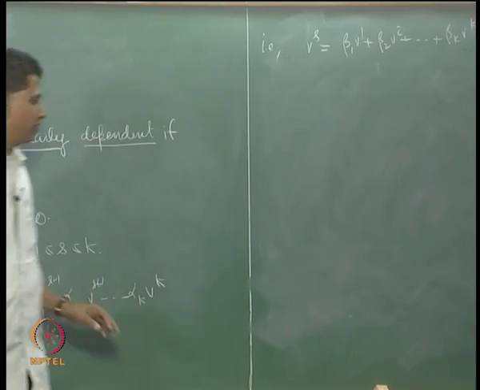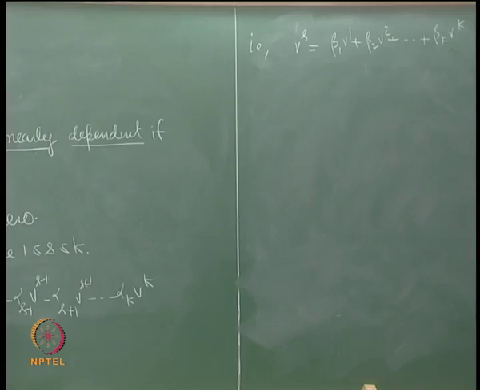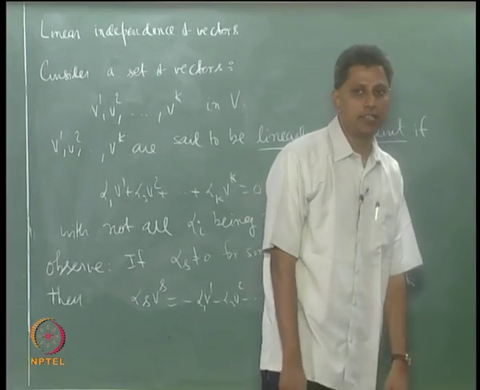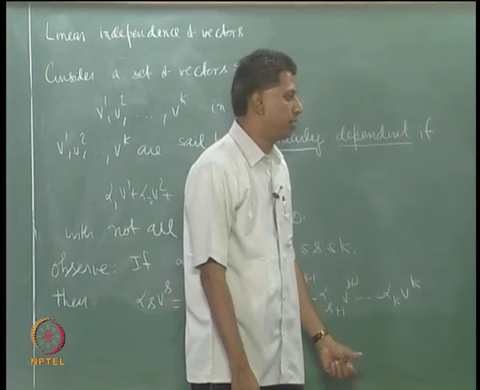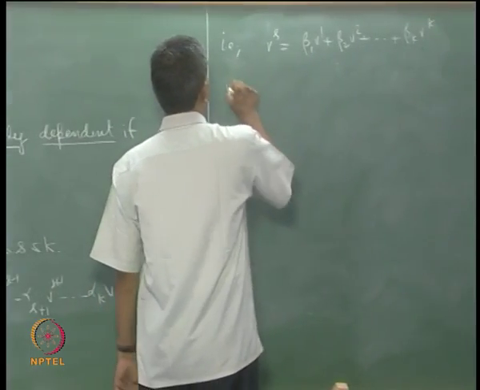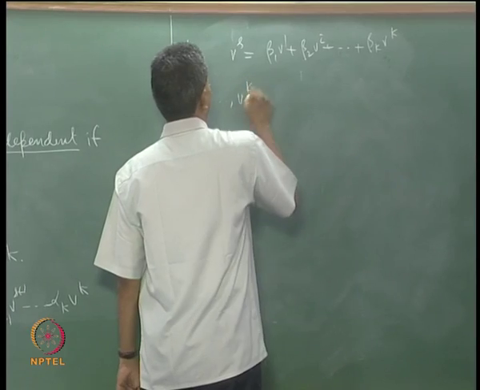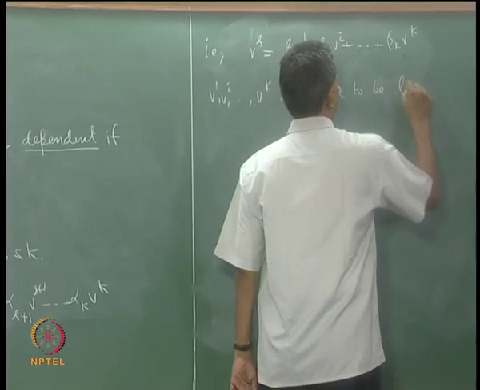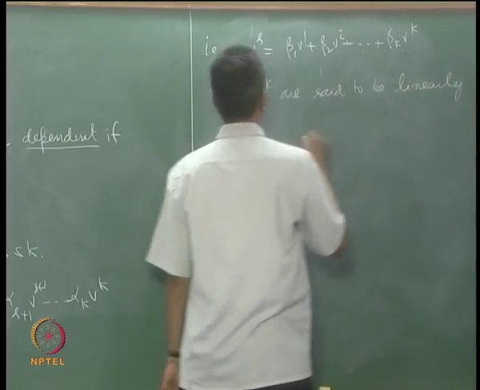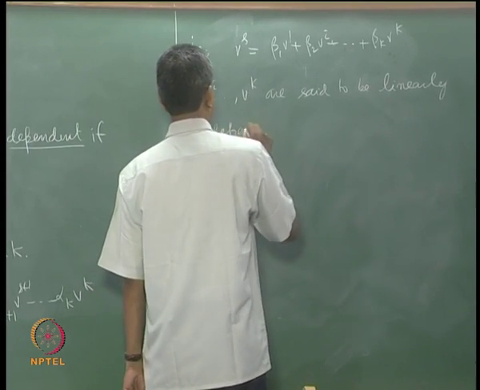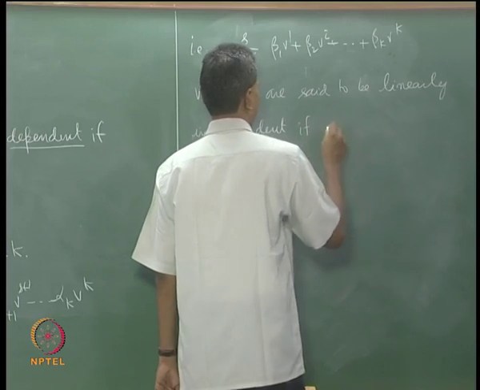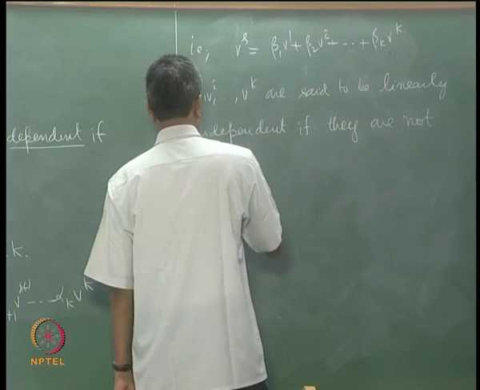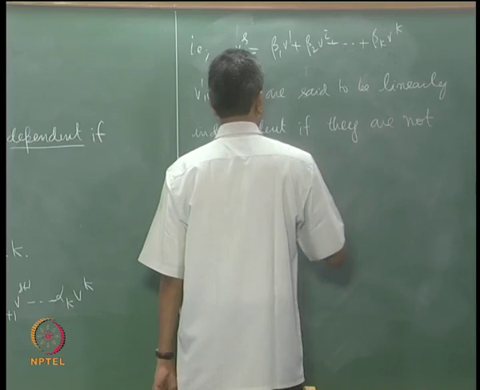So this is a definition that conforms to what we feel intuitively about linear dependence. What is linear independence? Linear independence is the negative of linear dependence. v1, v2, etc., vk are said to be linearly independent if they are not linearly dependent.